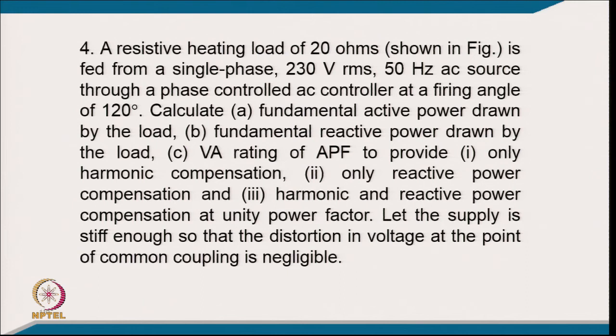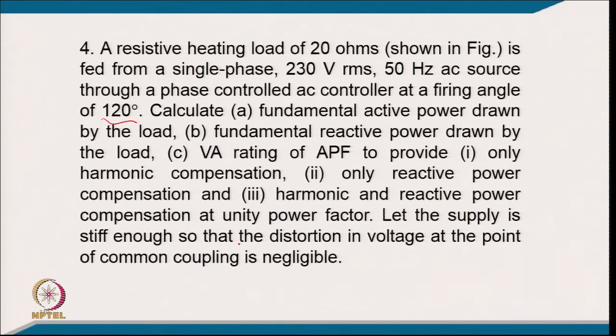Now, coming to the fourth numerical problem: a resistive heating load of 20 ohm is fed from a single phase 230 volt RMS 50 hertz AC source through a phase control AC controller at a firing angle of 120 degree. Calculate the fundamental active power drawn by the load, the fundamental reactive power drawn by the load, and the VA rating of the active shunt filter to provide only harmonic compensation, only reactive power compensation, and both harmonics and reactive power compensation at unity power factor.